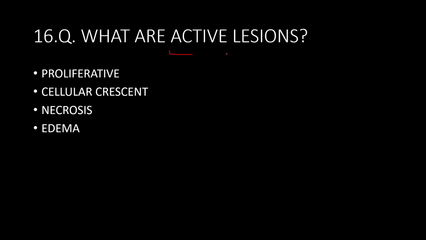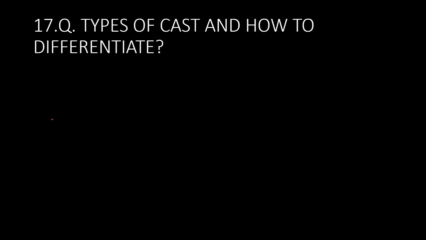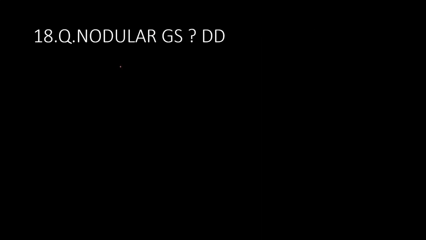You might encounter when to say active lesion. There should be proliferation, cellular crescents, necrosis, and edema. All indicate an active lesion. Definitely, there will be questions on type of cast and how to differentiate myeloma cast and other types of cast.